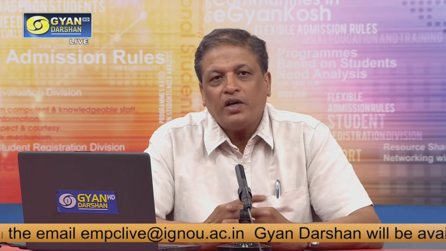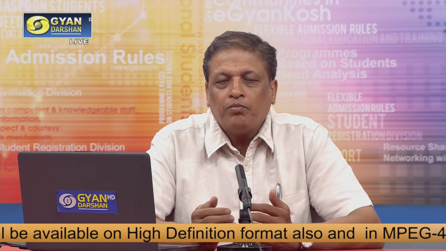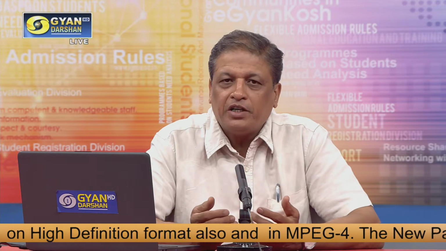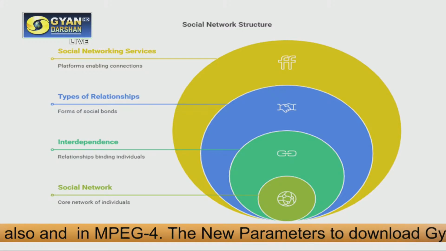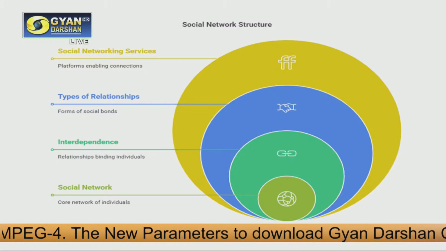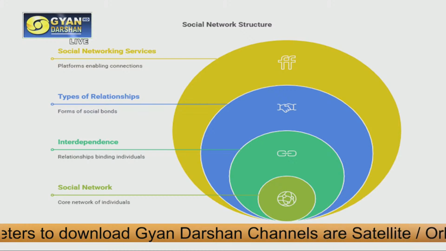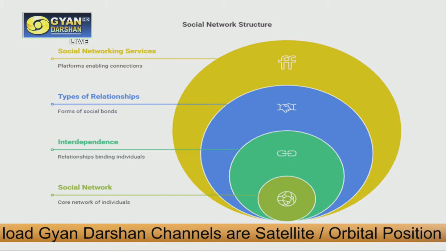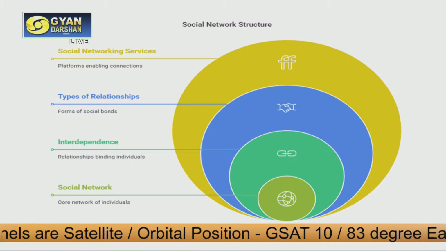So far as the structure of the social network is concerned, firstly we need to have a core network. We need to have some common understanding, be it a friendship, a colleague, or the organizational part. So there should be a core network of individuals, and there should be an interdependence. That means the relation or the binding between the individuals, be it on the basis of some common cause or so. So that means there should be a type of relationship.